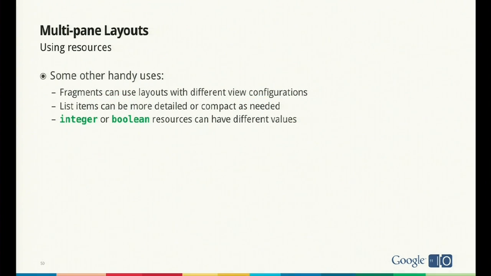There are a few other handy uses of the resource system that you might want to take advantage of as you're writing your tablet apps as well. Not only can fragments use layouts with different view configurations, so these are the panes themselves, but for list items, you can have those individual layouts be more detailed or compact as needed, depending on the space available. And even very simple resources like integer constants or Boolean constants can have different values from one configuration to another. So if your code is dependent on a particular configuration setting in that regard, then the resource system can do that selection for you, and you don't have to worry about doing those tests yourself.